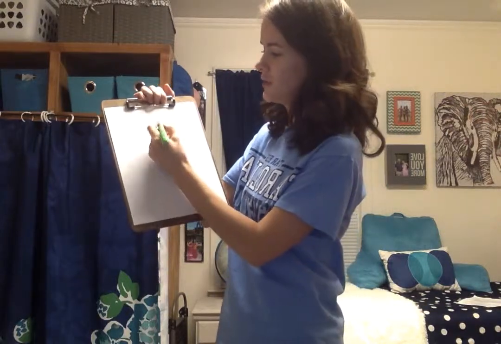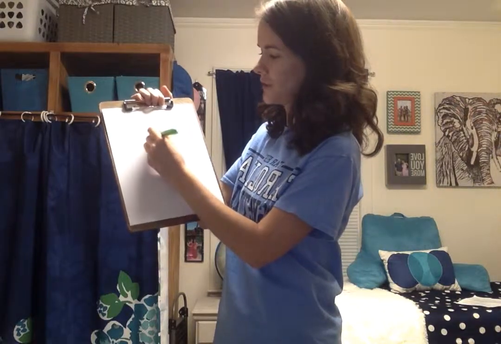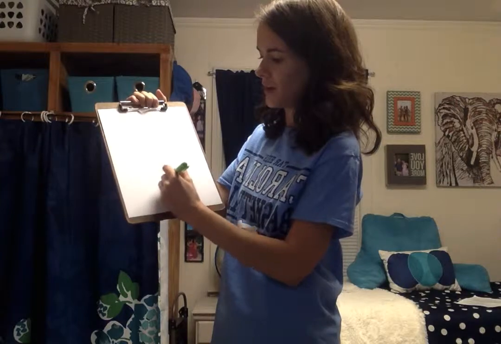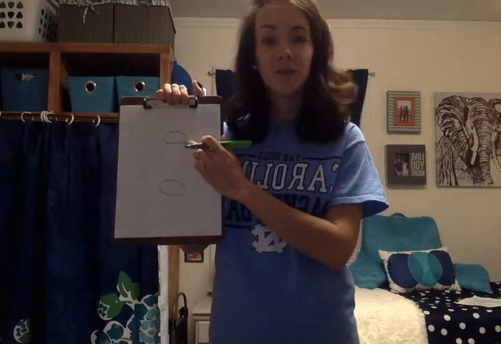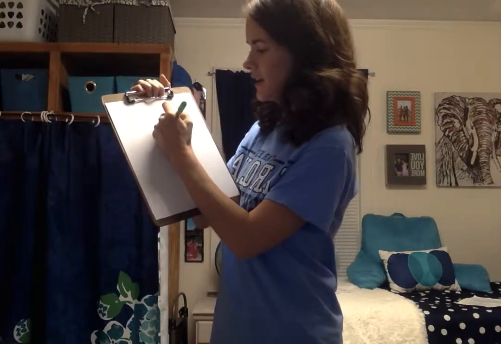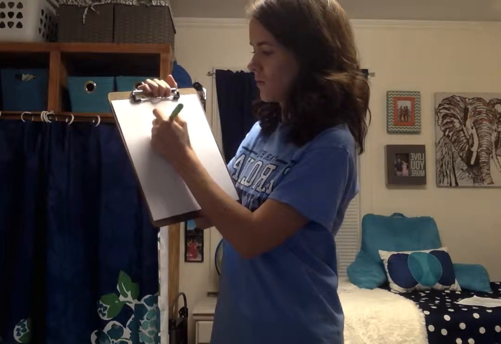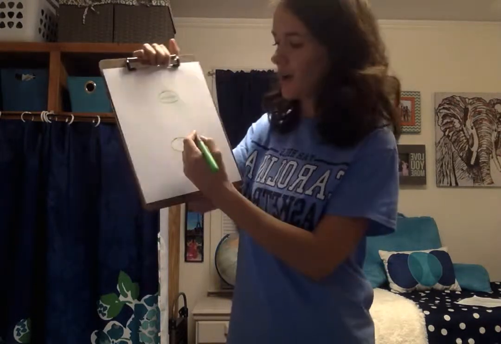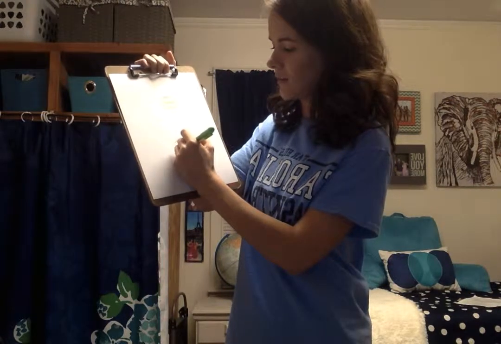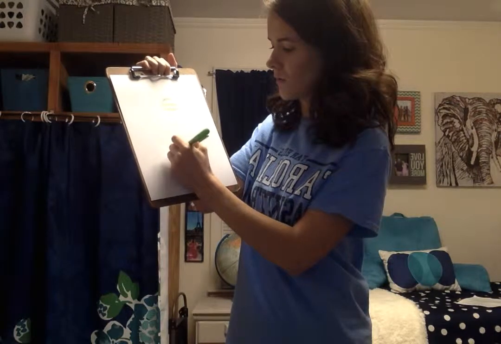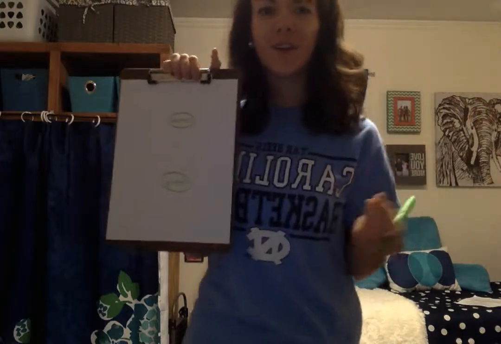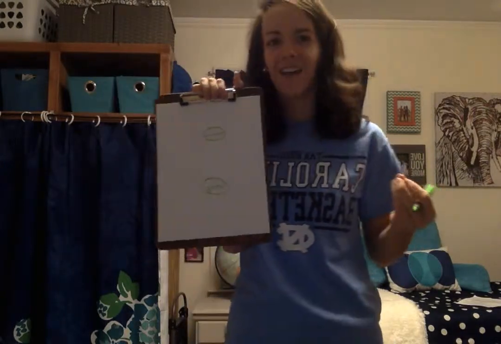So I want you to draw two circles. Draw one up here and one down here. In the top circle, I want you to write characters. And in the bottom circle, I want you to write setting. This is something you can do with your parents, and you can just have fun with this.